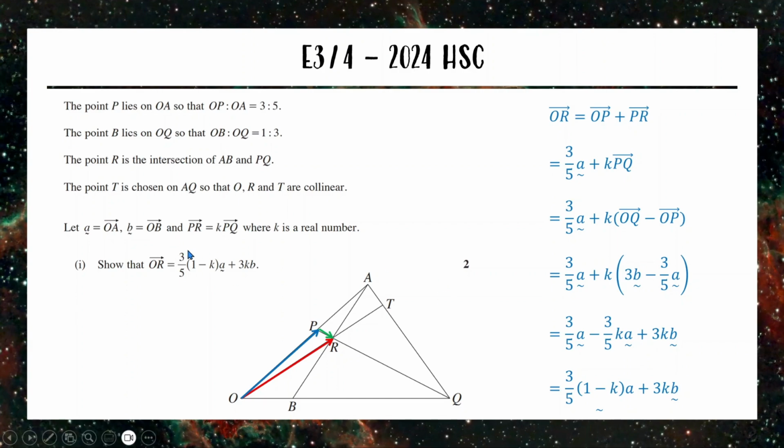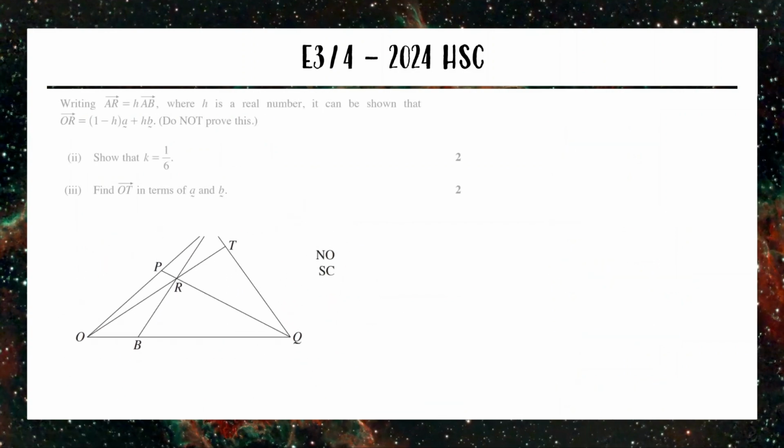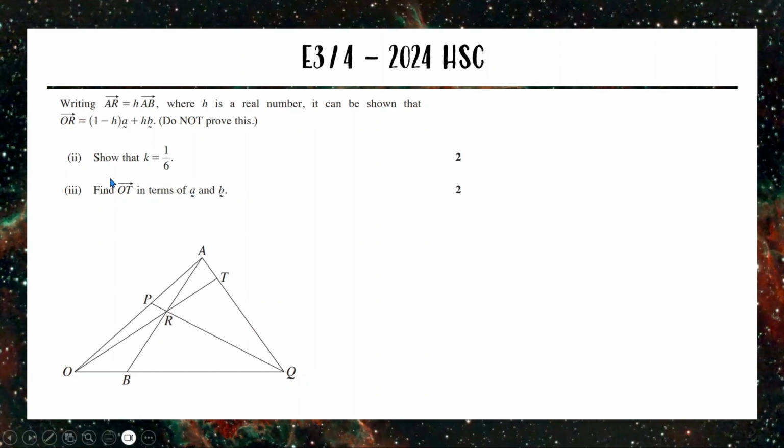So that's 2 marks done for part I. So let's set that aside and let's feast on part 2. Okie dokie, part 2 is show the value of K equals 1/6, and they've told us that AR is equal to something times AB. So where's that? AR is something times AB. That makes sense. Given that H is a real number, it can be shown that OR is equal to this.